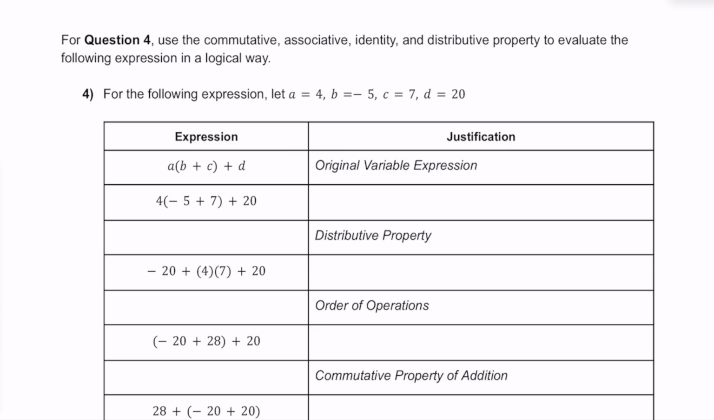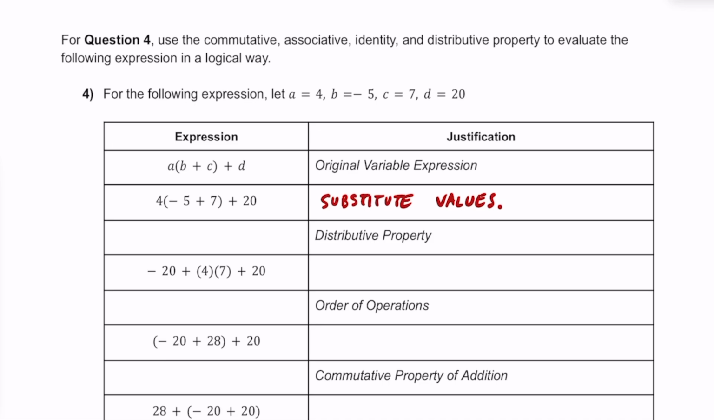And then how do we get from this step to this step? Well, it looks like we took each of the values of A, B, C, and D, and we substituted in for their actual integer values here, right? So we can just say substitute values. Okay, so we just went and substituted in.